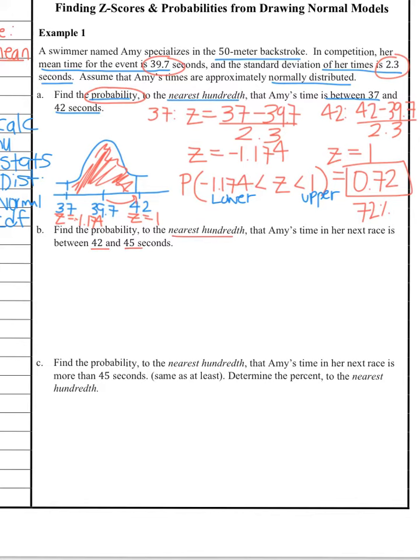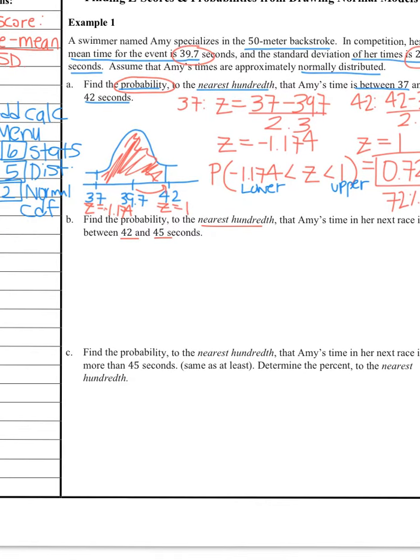So now this time we're going to go ahead and sketch out that bell curve again. And always putting your mean in the middle, so 39.7 in the middle again. And then our two numbers are 42 and 45. So 42 is somewhere over here, and 45 is somewhere down there. Okay, so we're finding the probability that the score, or her time, will be between here and here. So we're finding really the probability between those two numbers in here. Sorry for the scribble there.